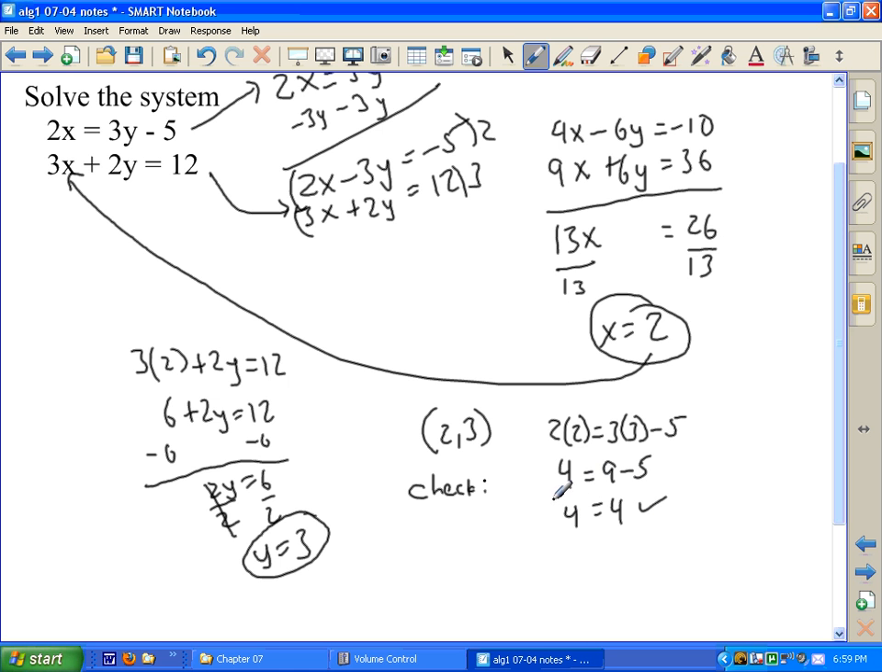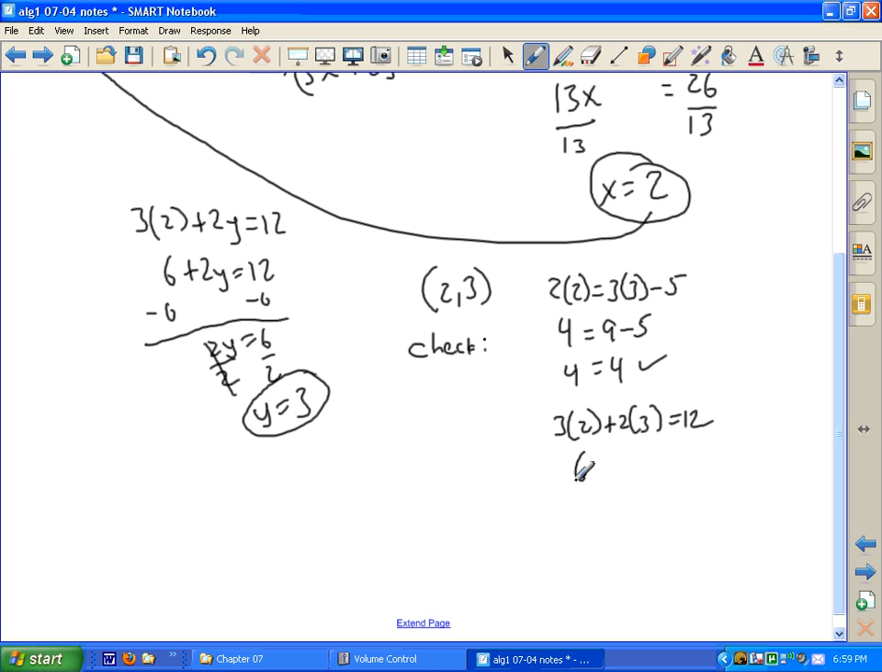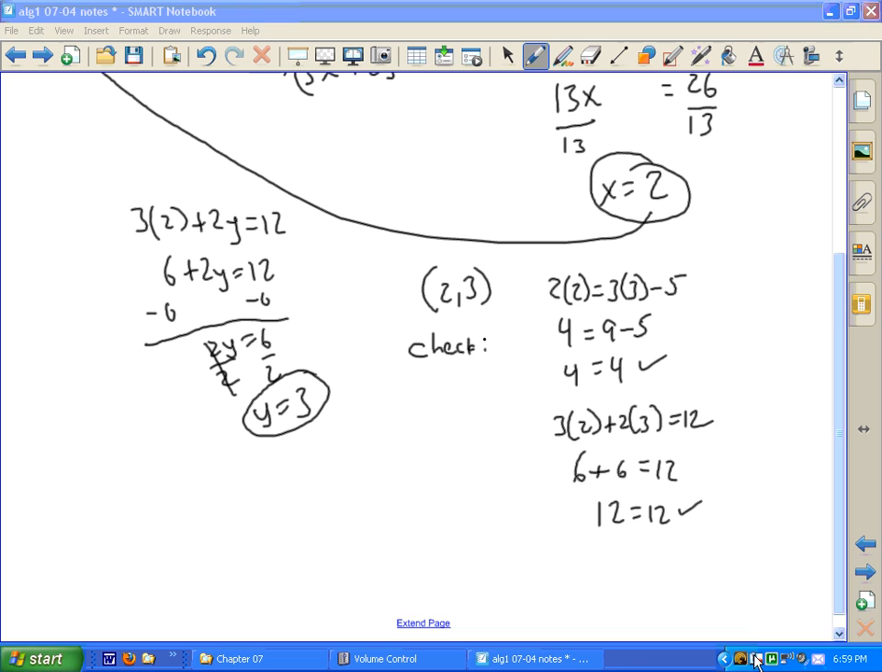Don't forget, you must check in both equations. It has to make both equations true in order to solve the system. So plug a 2 in for that x, plug a 3 in for this y up here, and show that 3 times 2 plus 2 times 3 should equal 12. 3 times 2 is 6, 2 times 3 is 6, 6 plus 6 is 12, and that checks as well. And you're done.